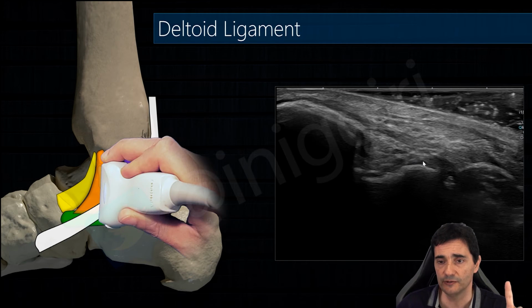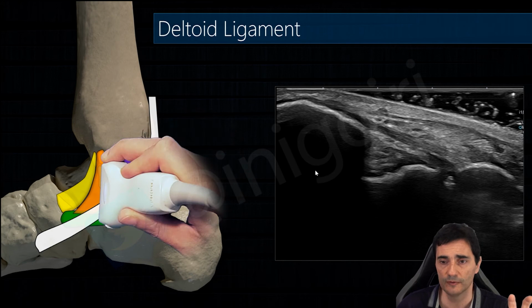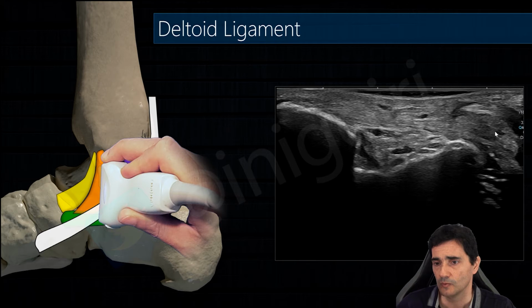If we go anterior, always remember to rotate slightly the probe. We can see this image. This is the spring ligament on its short axis below the posterior tibialis tendon. And this fibrillar pattern between the tibia and the spring ligament is the tibio-spring component.